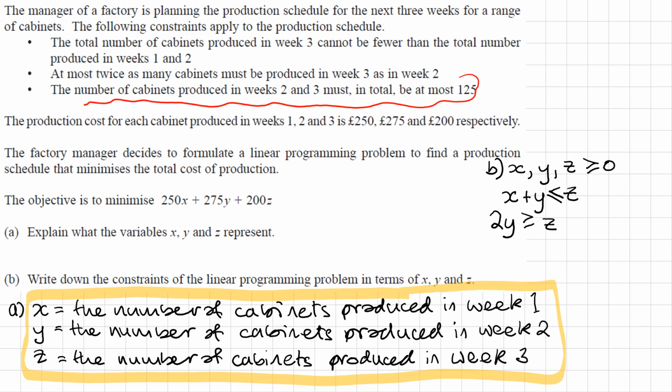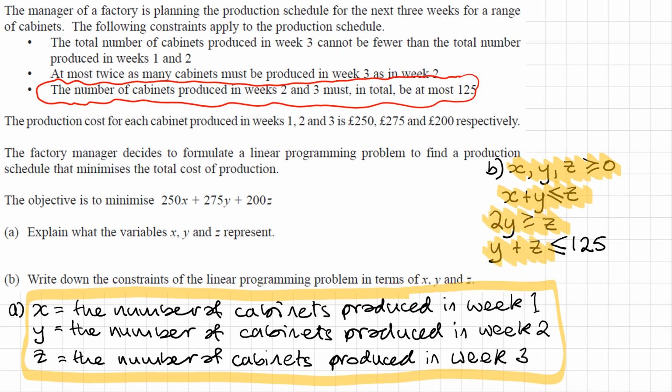Then the next bullet point is that the number of cabinets produced in weeks 2 and 3 must be in total at most 125. So the total number of cabinets produced in weeks 2 and 3, that's y plus z, can't be any more than 125. The most it can be is 125, so that gives us our next inequality. So this gives us all the constraints of the problem represented as inequalities ready for linear programming.